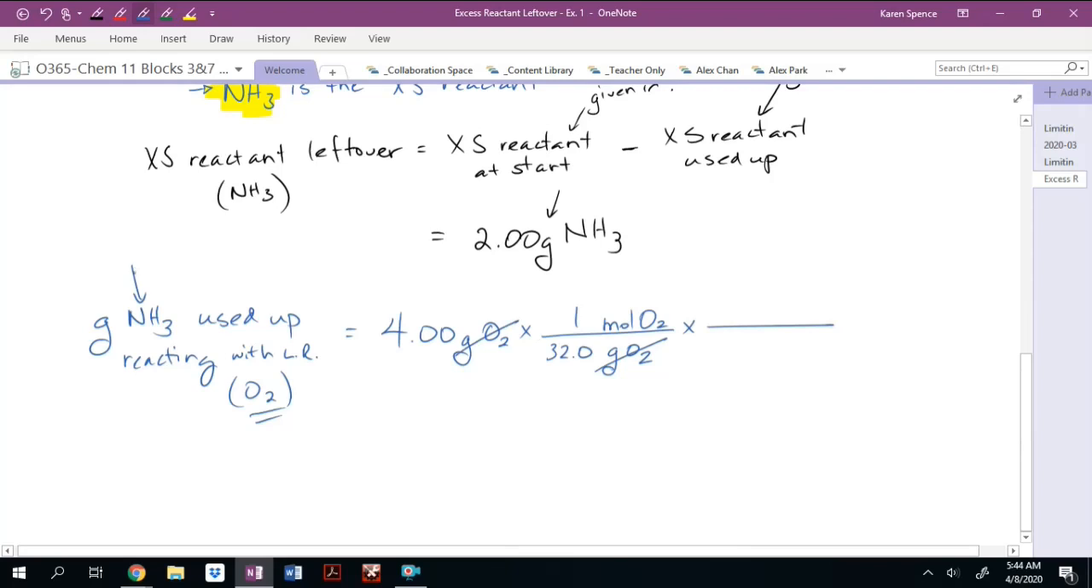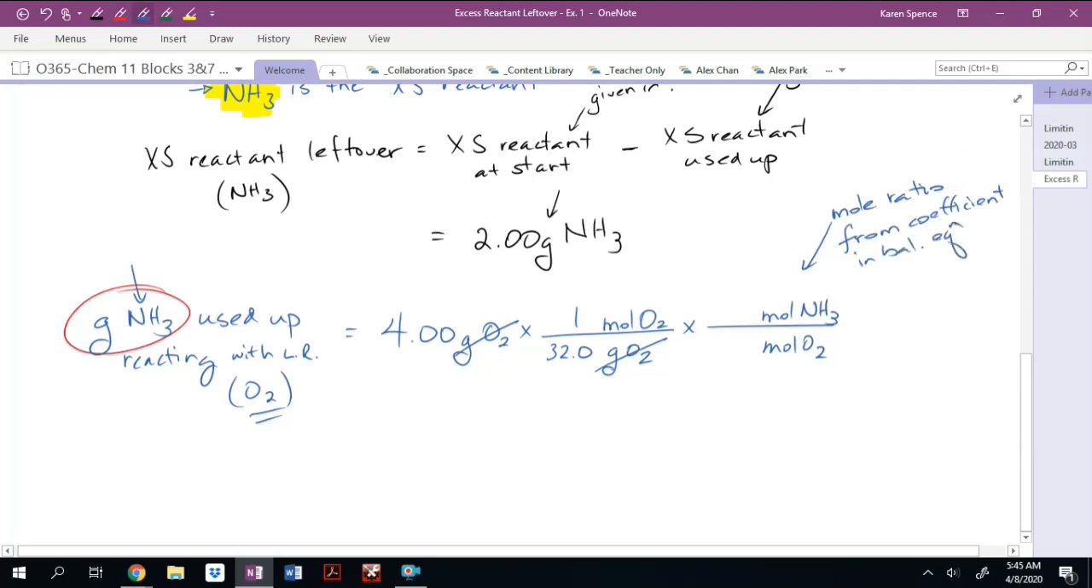Now we're trying to get to NH3, right? So we want to cancel moles of O2 and find moles of NH3. And anytime we're converting between moles and moles, we use the mole ratio from the coefficients in the balanced equation.